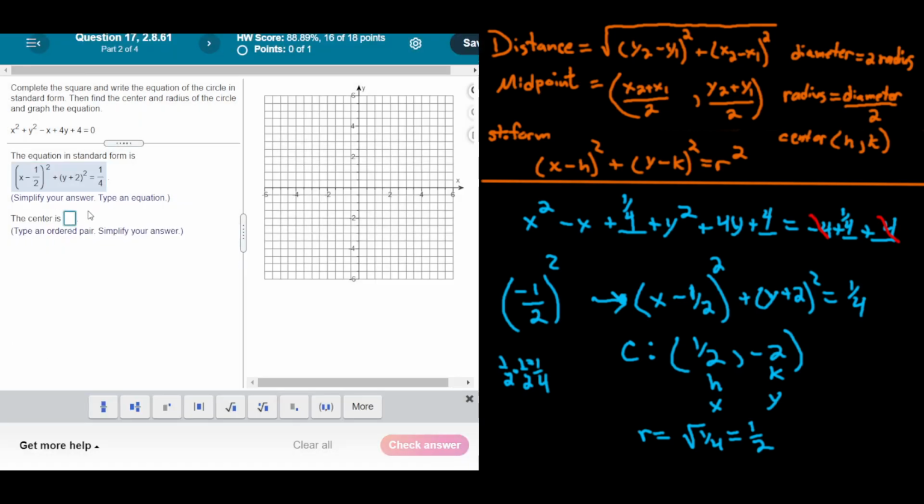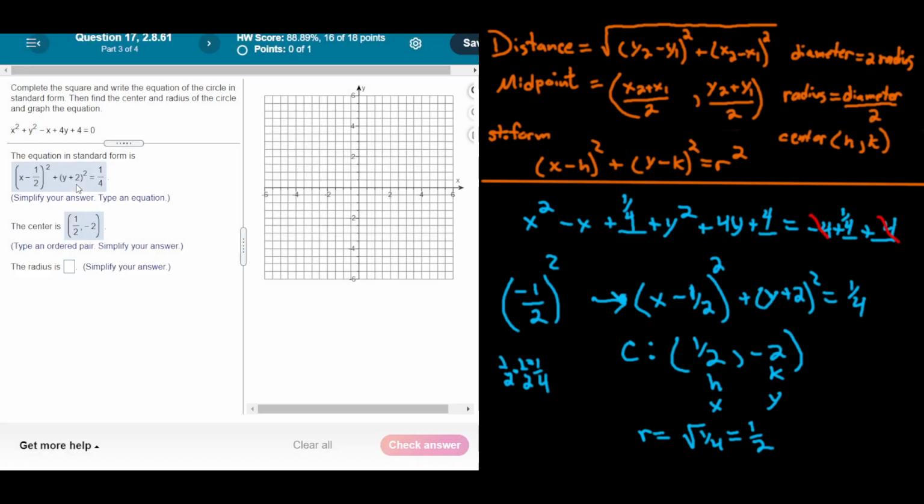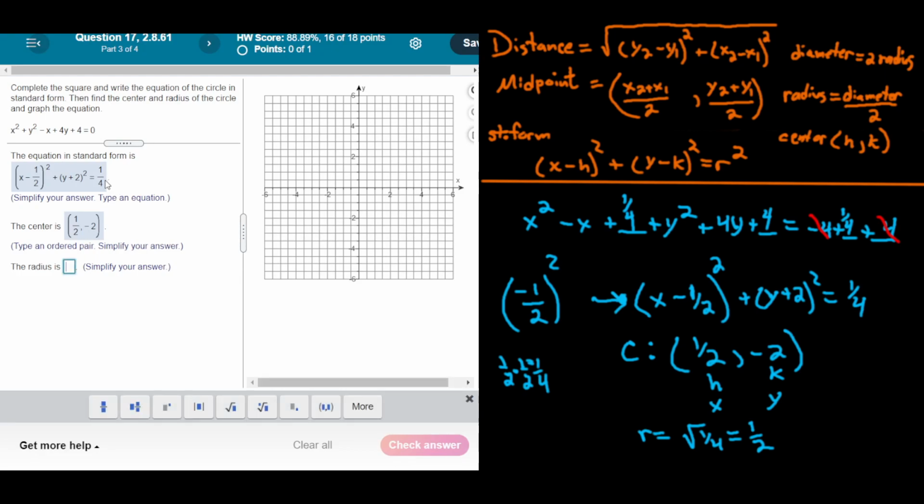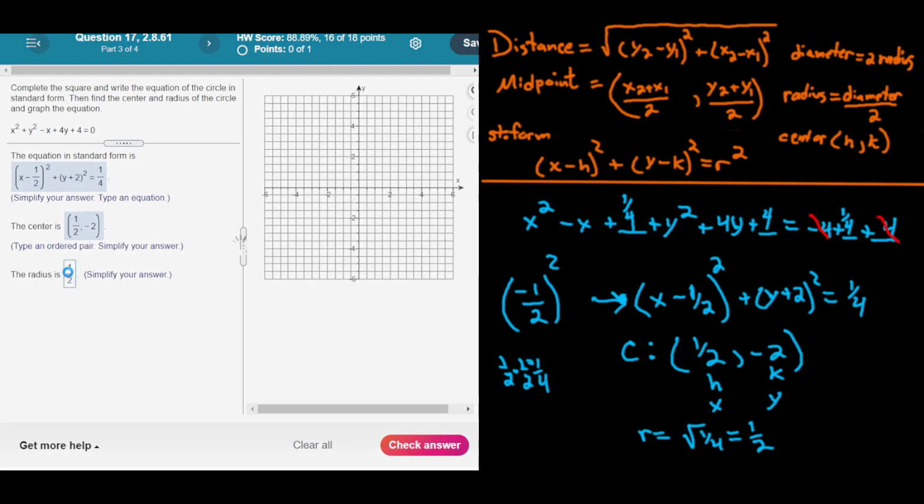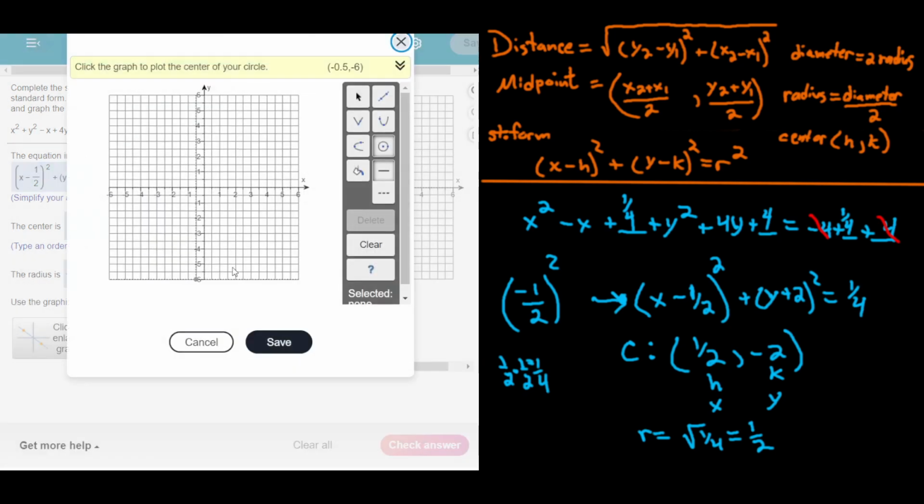Okay, opposite of that one. The opposite of negative 1/2 is positive 1 over 2. The opposite of positive 2 is negative 2. Remember, we're getting that from the y section. Nice work. Radius, the square root of your 1/4, we already got that. 1 over 2. Good job. All right, let's graph this thing up.